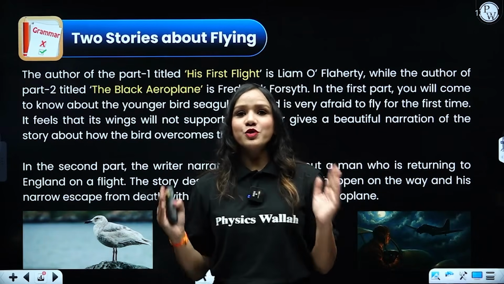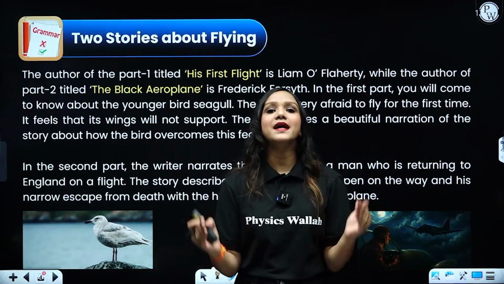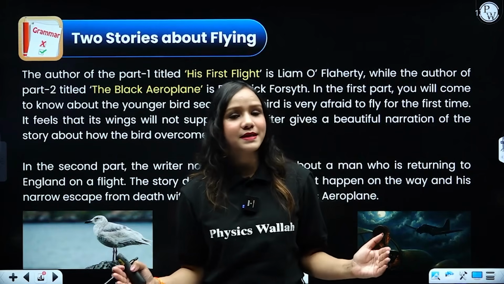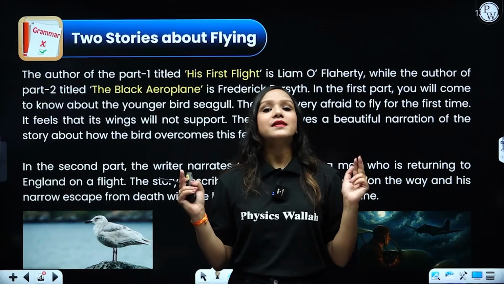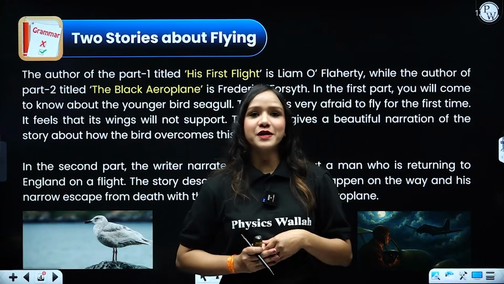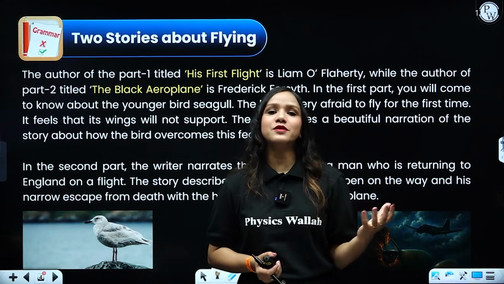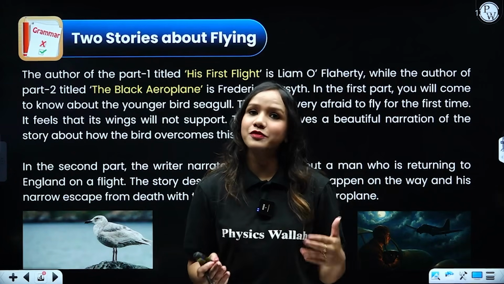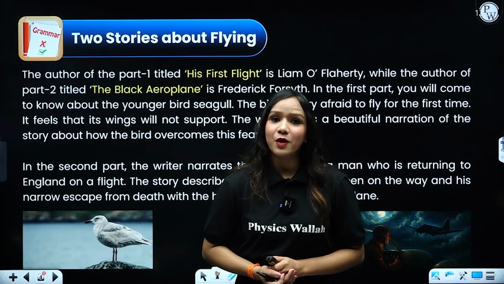All right. So you have two stories right in front of you in your textbook. The first one is under the title His First Flight, which is written by Liam Flaherty, and you have the second lesson titled The Black Aeroplane, written by Frederick Forsyth. All right. So these two give us a beautiful description of the experiences of a young seagull and an experienced pilot. All right, dear students.